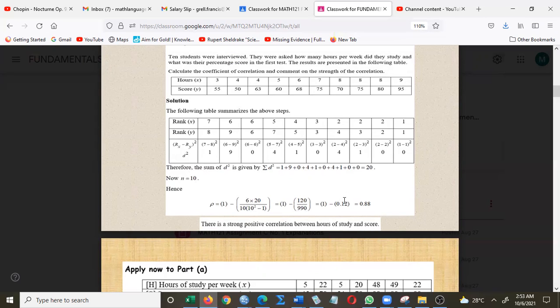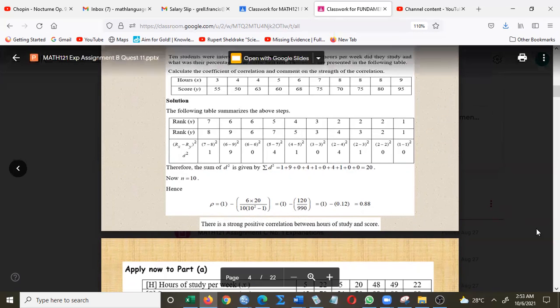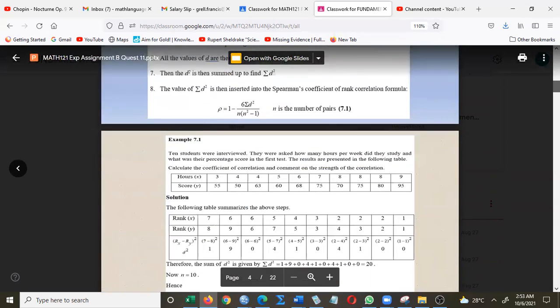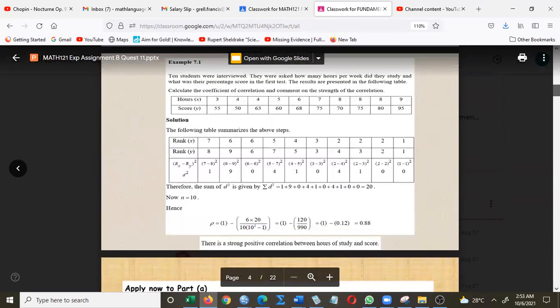Then you divide 120 by 990, you get 0.12. And then 1 minus 0.12 is 0.88. As you can see from the scale, this is strong positive because it is between 0.5 and 1. So there's a strong positive correlation between hours of study and score, according to Spearman's, because the more you study, there's a greater chance that you'll get a higher score. That's what it means by a positive correlation, a very strong positive correlation based on Spearman's coefficient of rank.